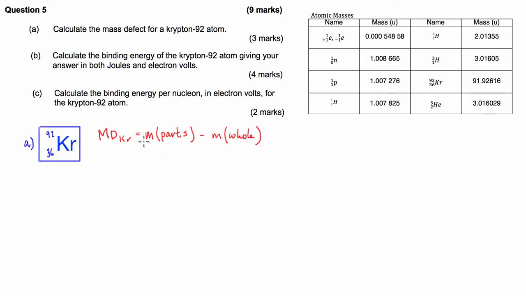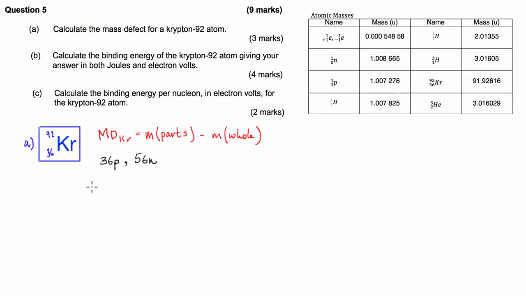Now, what we've got here is the mass of the parts. Let's start by working out what parts we have. So a Krypton 92 atom has 36 protons, so let's write that down. We have 36 protons. And we have 56 neutrons. Cool, so we're going to use these two figures as well as our data that they've given us in this table to calculate the mass of the parts, and we're going to sum them both together.